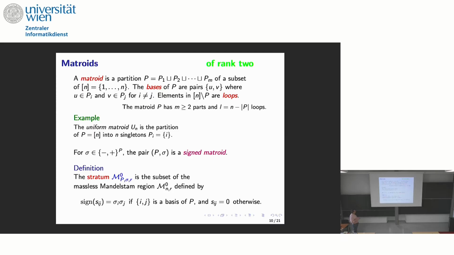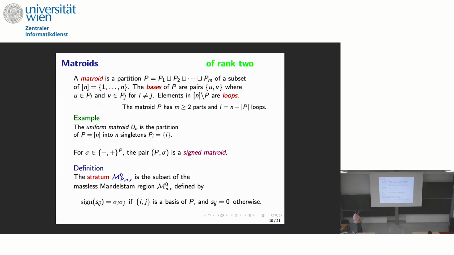Okay, now I'm going to define a signed matroid. If you know what an oriented matroid is, forget it. This has nothing to do with oriented matroids. By a signed matroid, I mean simply a pair of a matroid in this sense and a sign vector. But this is a sign vector on those people who are not loops. So everybody who is not a loop now gets a plus or minus.